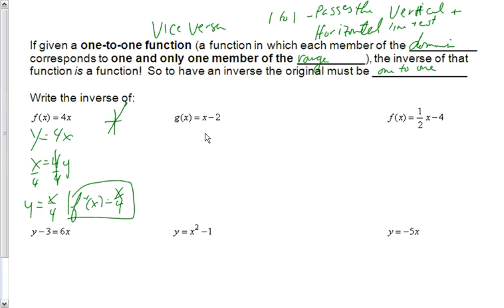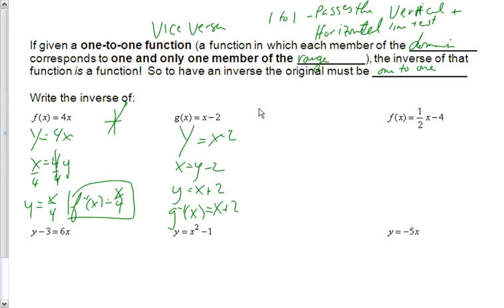Step 2. We take a look at this one. I'm going to call this a line. Its slope is 1, y-intercept -2. So it is 1-to-1. So it's y equals x minus 2. Swap, x equals y minus 2. Add 2, y equals x plus 2. All right, and because it was in g notation, I'm going to call it g inverse of x is x plus 2. And that's it.